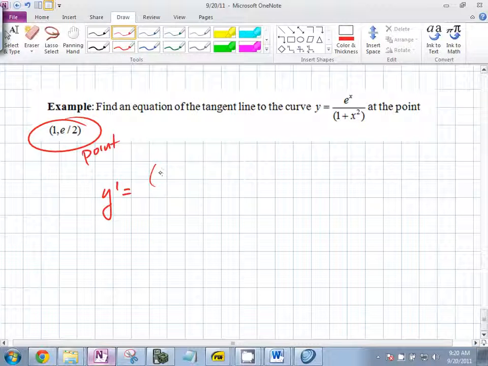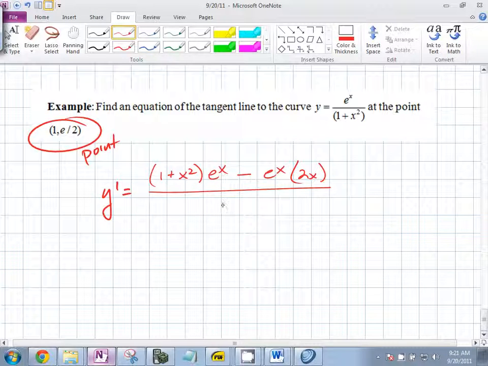What's the lower function? 2x. Nope. What is the lower function? Oh, 1 plus x squared. Yep. What's the low d high? What's the derivative of the top? Oh, e to the x. Minus high. What's the derivative of the bottom? Remember, the bottom is 2x. Yeah. All over 1 plus x squared, squared.